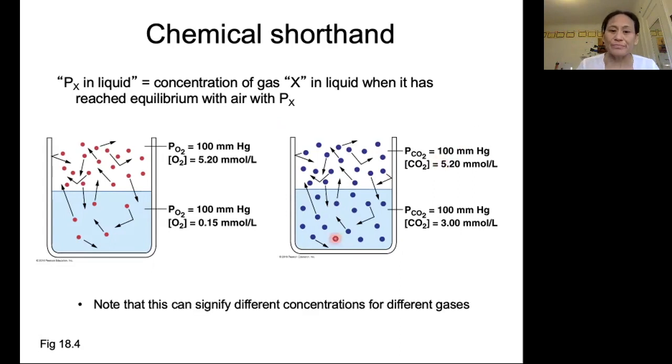Notice that this can signify different concentrations for different gases. PO2 is 100 millimeters of mercury, but for O2, that means 0.15 millimoles per liter in the water. Here, PCO2 is the same value. If you look at the numbers, it's 100 millimeters of mercury. However, that actually signifies a concentration of CO2 of 3 millimoles per liter.